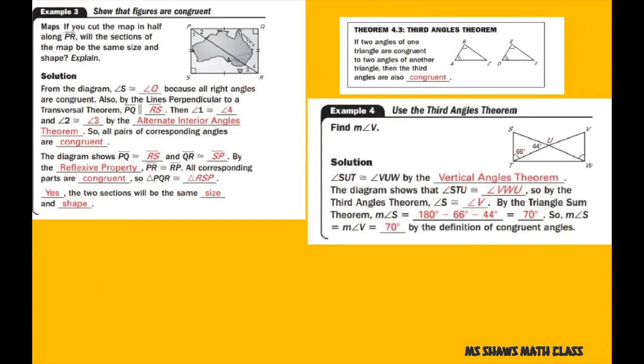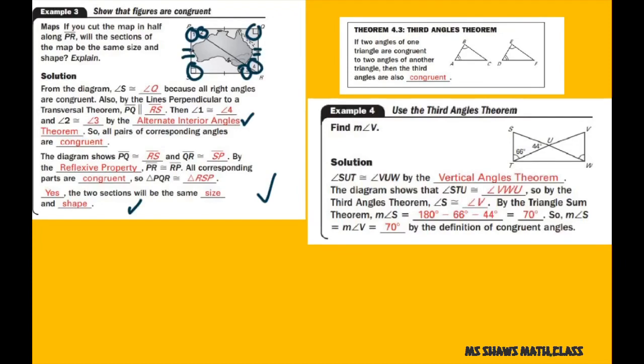All right, and then we have this map. If you cut the map in half, will it be the same size and shape? The answer is yes. And basically, it has a lot to do with your alternate interior angles theorem. So when you cut it by the diagonal, angle 2 and angle 3 are congruent, and angle 4 and angle 1 are congruent. These are right angles, and you have the congruent sides marked as well.